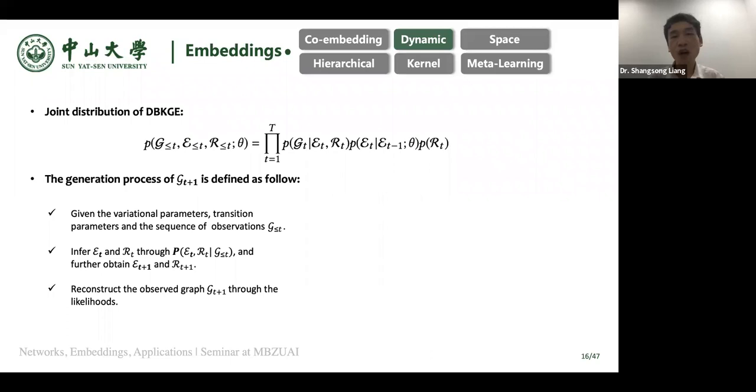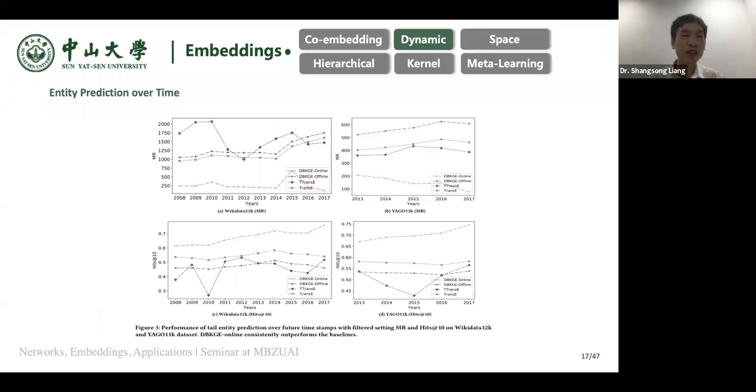And here we have the observation, that is the sequential data of the temporal knowledge graph. What we are trying to do is infer the embedding of the nodes and the embedding of the relationship given the observation. I will not detail them. And here are the experimental results.